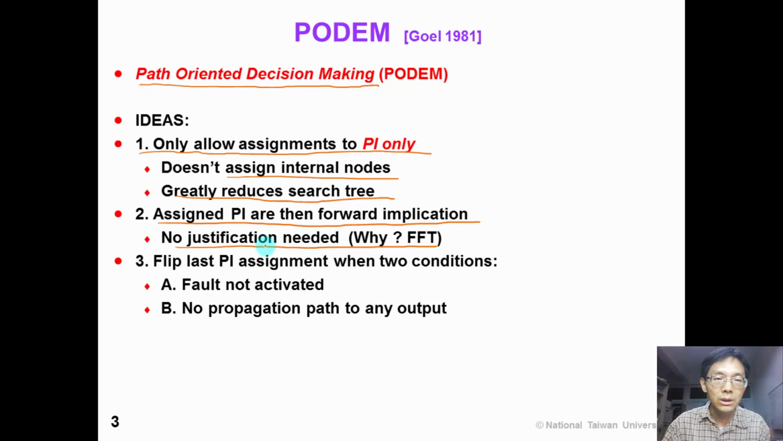We have a question in FFT. Number 3. We flip the last PI assignment when there are 2 failure conditions. Condition A, the target fault is not activated. Condition B, there is no propagation path to any output.